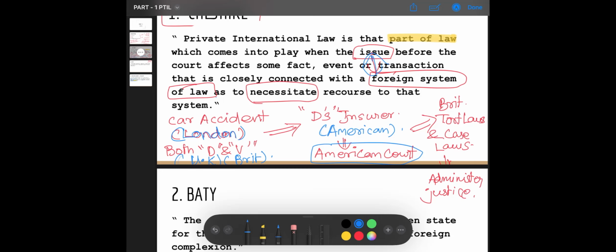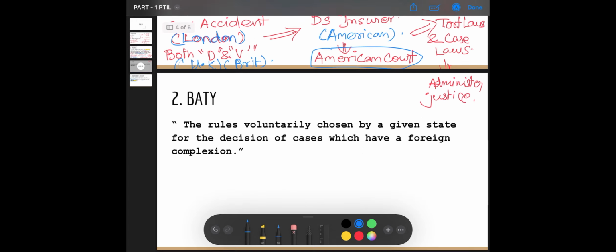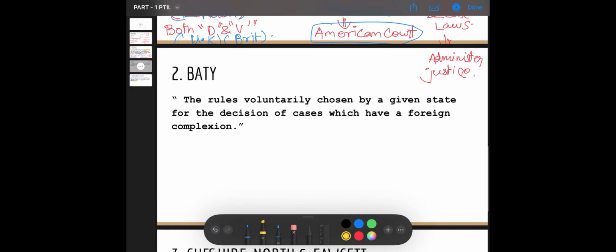So for the American court, it became necessary, as the definition says, to necessitate recourse to that system. It became necessary for the American court to use the British tort law and case laws to give justice in this case. Moving on, the next definition is given by Batty.